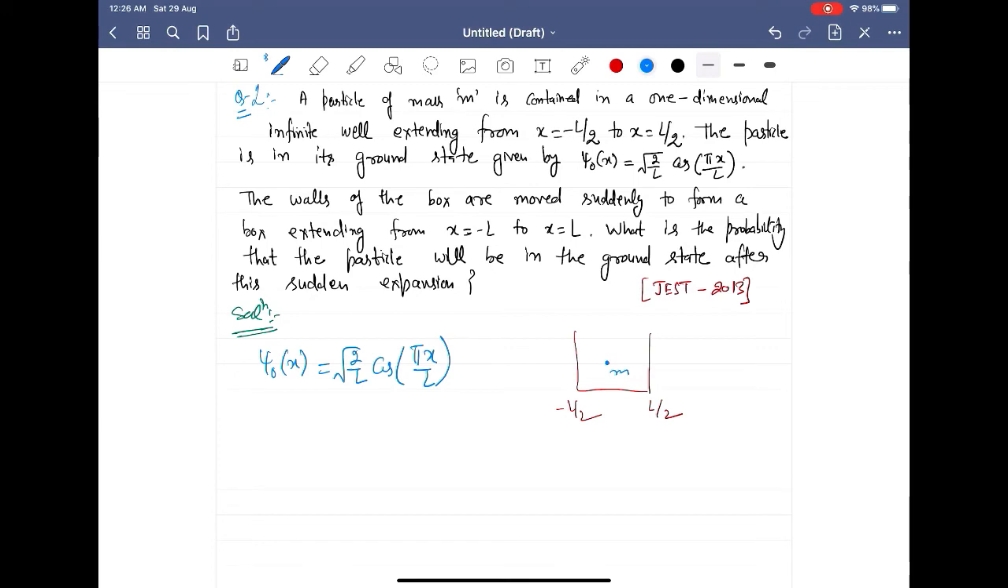So what happens is suddenly the walls of the box are moved in such a fashion that the dimension of the box changes from minus L by 2 to L by 2, to minus L to plus L. What is the probability that the particle will be found in the ground state after this sudden expansion? That's what the problem is asking.